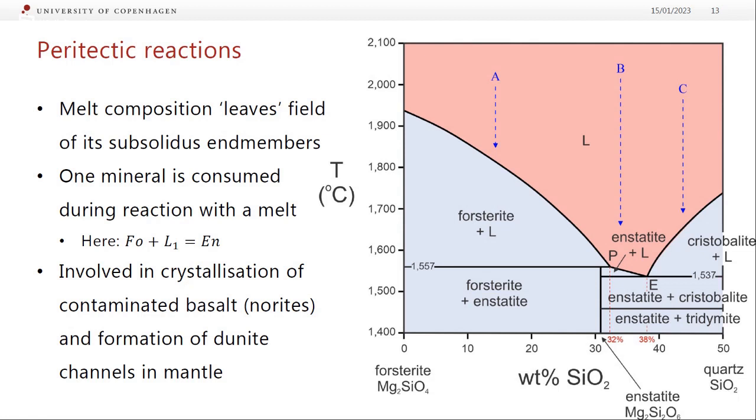This kind of reaction is both important for making norites through crustally contaminated ultramafic rocks, and also for making dunite channels in the mantle. So the dunite channels in the mantle are literally this exact reaction. We have a liquid that's coming through and reacting with the enstatite to make forsterite. Norites are a bit more complicated, and we could see that with the peritectic ternary, where you basically have olivine plus a liquid reacting to make enstatite plus plagioclase.